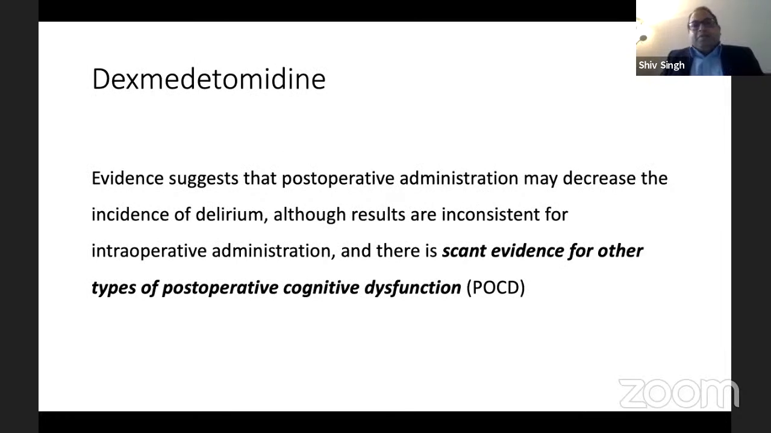Dexmedetomidine in the postoperative period can reduce delirium, and it has been used for treating that. But administering dexmedetomidine intraoperatively does not reduce the risk of the patient developing postoperative cognitive dysfunction. So again, it has no role.